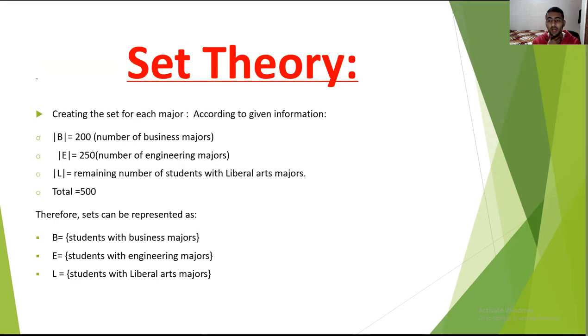And now moving to our last topic, which is our fifth topic, set theory. For creating the sets according to the given information, B is 200, the number of business majors, and E is 250, the number of engineering majors, and L will be the remaining number of students with liberal arts majors. And we have a total of 500. Therefore, the sets can be represented as B, E, and L, which are business majors, engineering majors, and liberal arts majors.